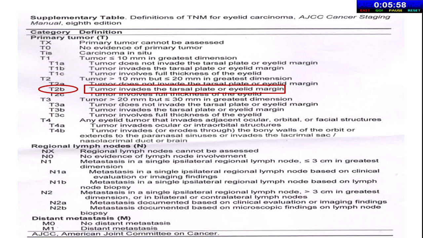Any tumor which is more than or equal to stage T2b, where the tumor is between 10 to 20 mm in size or bigger than that, or where there is invasion of the tarsal plate or the eyelid margin, these patients, ideally, if the facility is there, we should consider for sentinel lymph node biopsy.